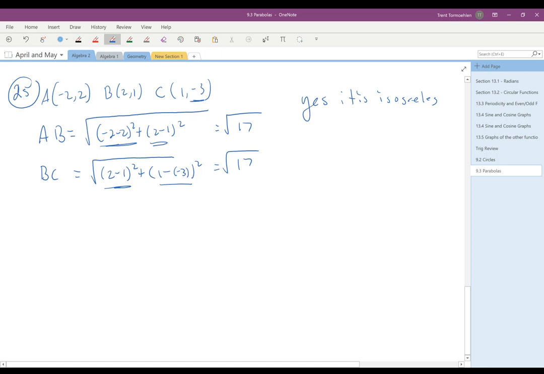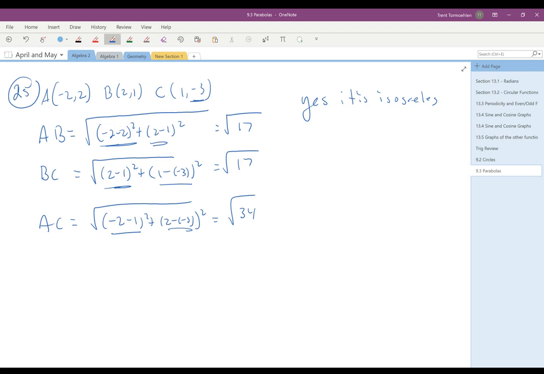To find out if it's right, there's a couple ways you could do this, but the easiest way is to just find this third side and then apply the Pythagorean theorem. So we look at AC, and AC turns out to be negative 2 minus 1 squared plus 2 minus a negative 3 squared. Negative 2 minus 1 is negative 3, squared is 9. This is 5 squared, so it's 25. So 9 plus 25 is 34.